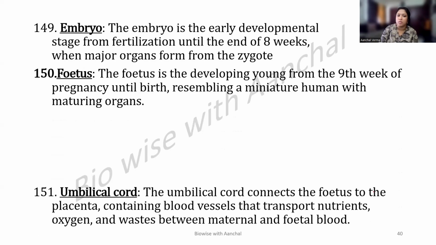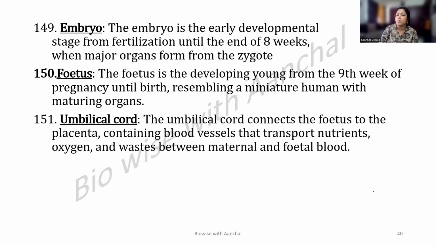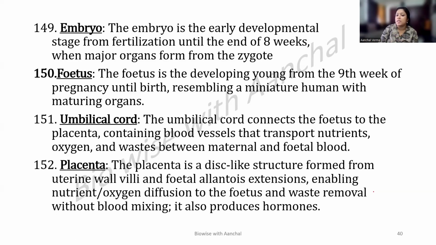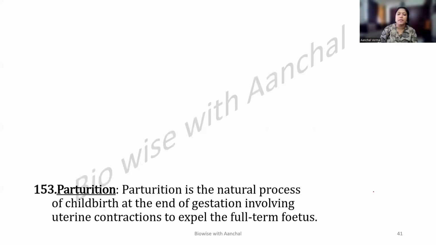Umbilical cord connects the fetus to the placenta, containing blood vessels that transport nutrients, oxygen, waste between the maternal and the fetal blood. There is no mixing of the blood. Placenta is a connecting link between the mother's body and the baby's body. Placenta is a disc-like structure formed from the uterine wall, villi, and the fetal allantois extension, that is finger-like extensions, enabling the nutrient and oxygen diffusion to the fetus and waste removal without blood mixing. It also produces hormones. The placenta becomes an endocrine gland also, right?